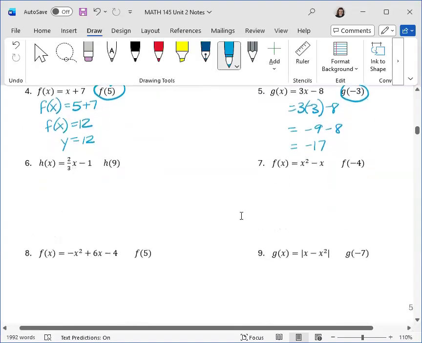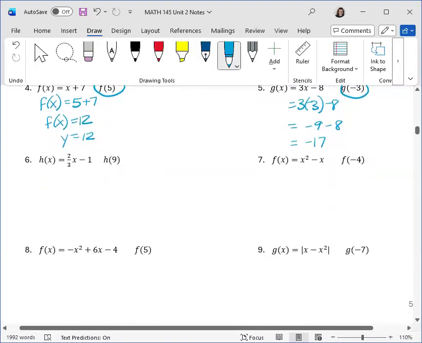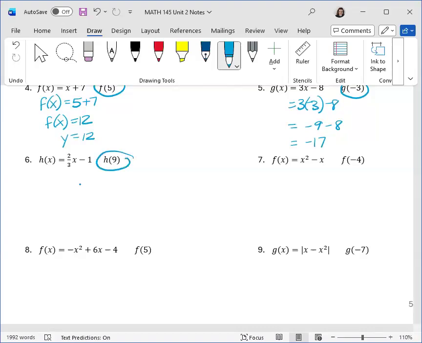All right, the next equation, we're substituting 9 into h's function. So this would say 2/3 times 9 minus 1. To evaluate 2/3 of 9, that would be 6 minus 1, which is 5.